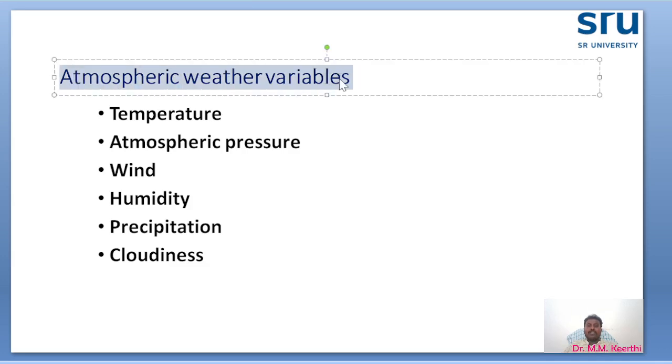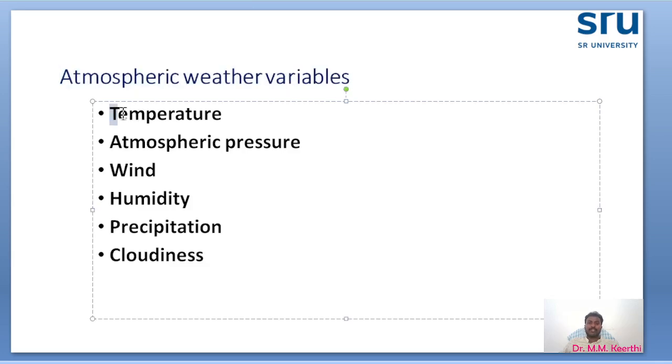Okay, now a very important part is atmospheric weather variables. In this region, what are the weather variables? The first important weather variable is temperature, then atmospheric pressure, wind, fourth is humidity, precipitation, and cloudiness. So what are the weather variables? Temperature, atmospheric pressure, wind, humidity, precipitation, and cloudiness. Now we are going to discuss them one by one.